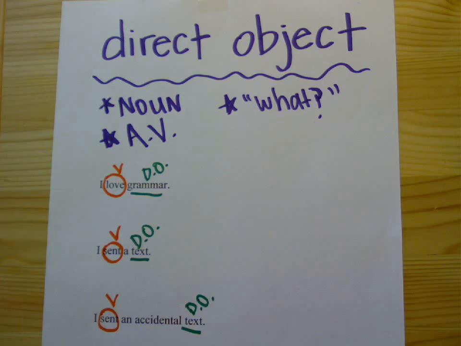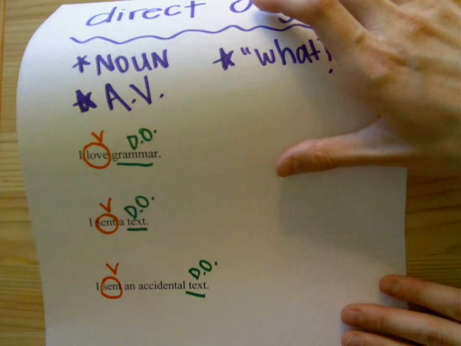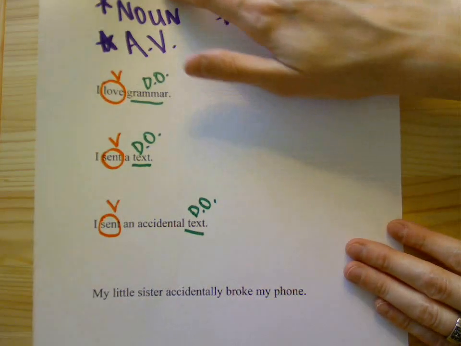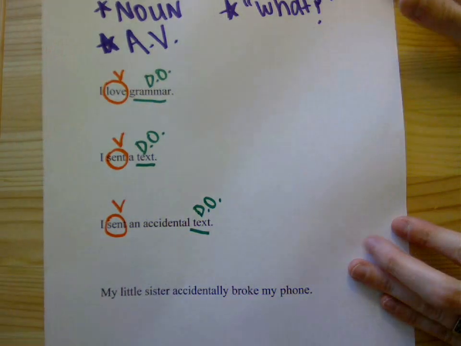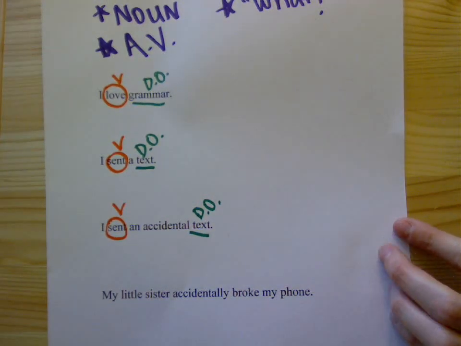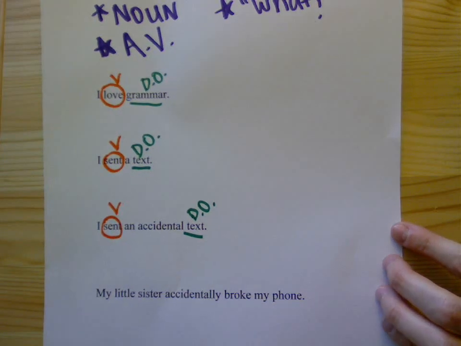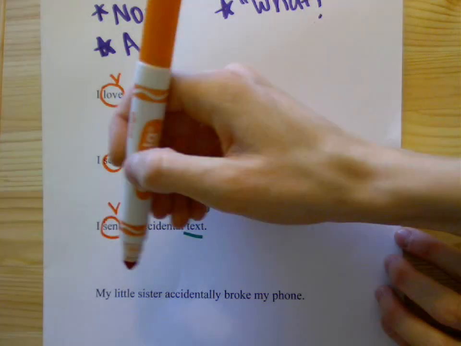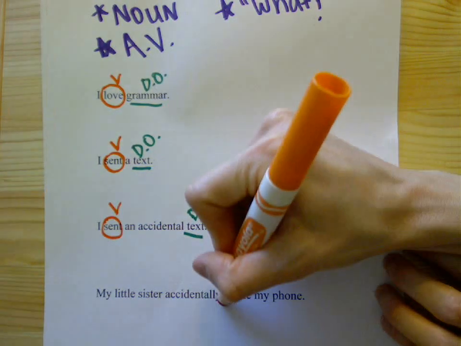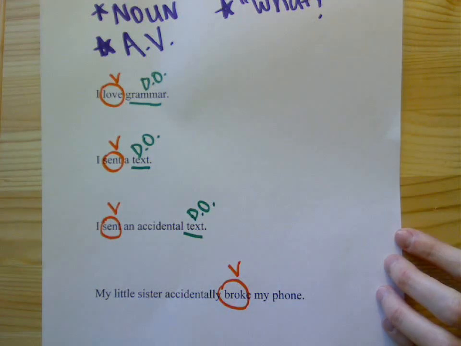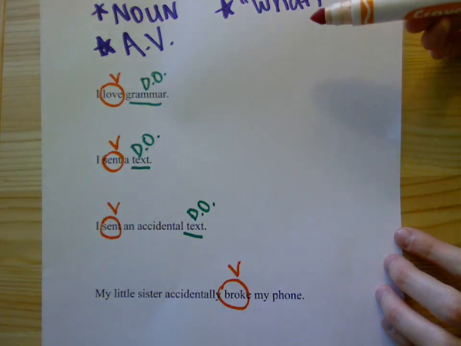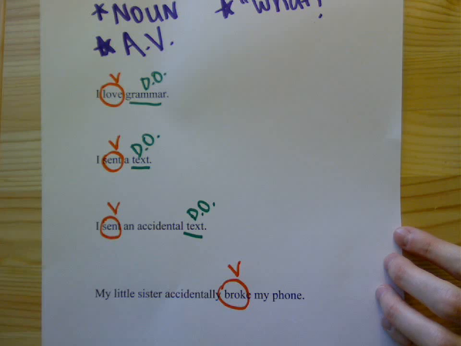All right, so that one's a little trickier. Now I'm gonna push this page up a little bit, and we're gonna take a look at this next sentence. My little sister accidentally broke my phone. Okay, so as always, the first thing we're gonna do here is find your verb. Okay, so my little sister accidentally broke. There's your verb. Now we're gonna ask what? My little sister accidentally broke what?